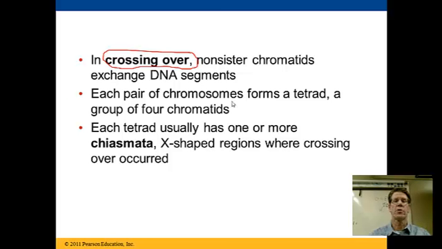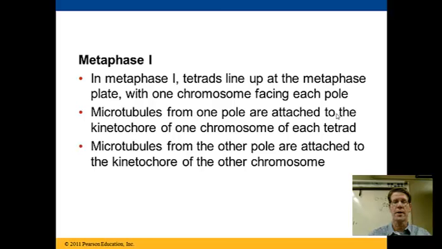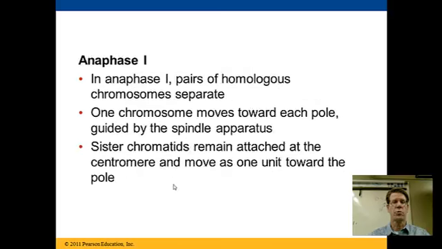Each pair of chromosomes forms this tetrad that I was talking about, which means a bundle of 4 chromatids, and it kind of looks like an X-shaped region if you look at it underneath the microscope. Metaphase 1, once we get everything organized, the tetrads line up at the plate, 1 chromosome facing each pole. The microtubules from one pole are attached to the kinetochore like we discussed in mitosis. The microtubules then are attached on the opposite end at the centrosome, and anaphase 1 will begin where we start pulling those chromosomes apart from one another.